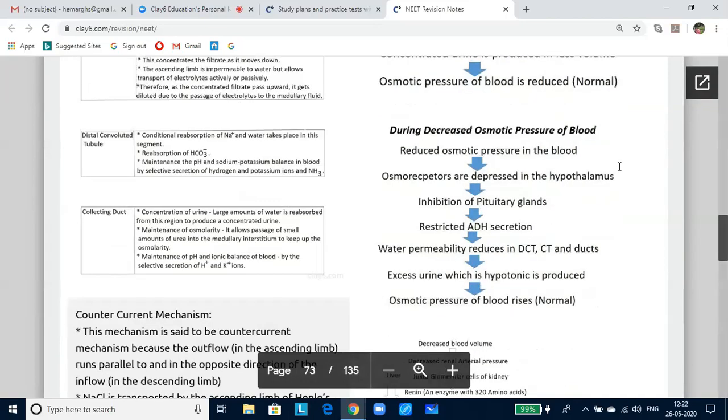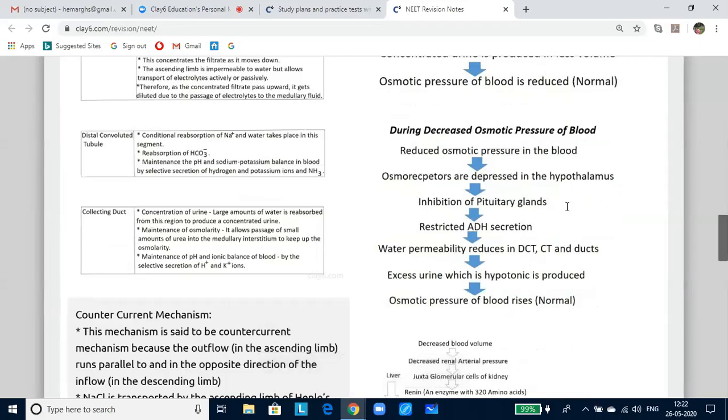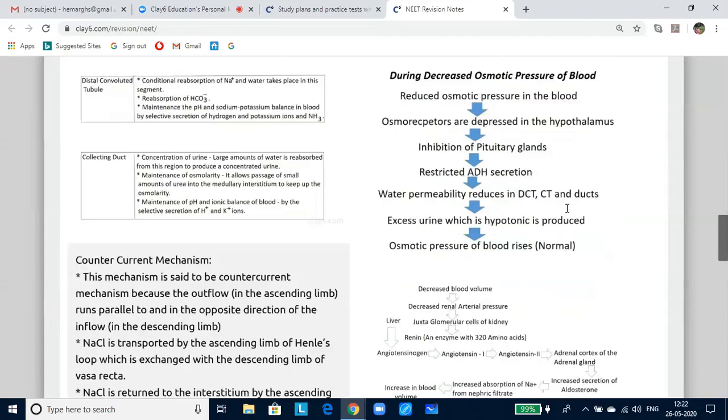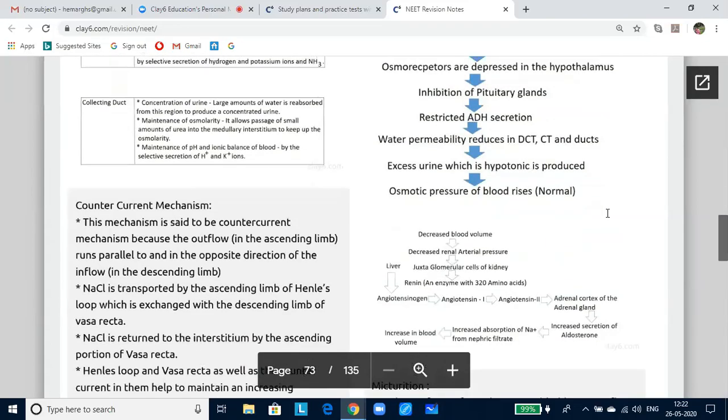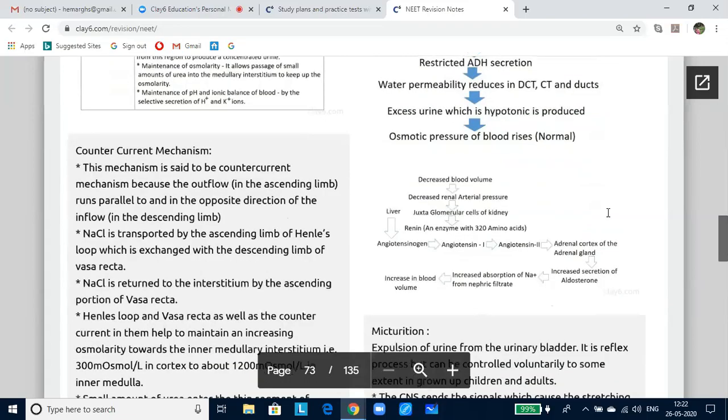normal. Similarly, when there is a decreased osmotic pressure of blood, osmoreceptors get depressed in the hypothalamus, and this results in inhibition of the pituitary gland. When the pituitary gland is inhibited, ADH secretion becomes less, so water permeability reduces in the DCT and CT, as a result of which excess urine, which is hypotonic, is produced and the osmotic pressure of the blood rises.